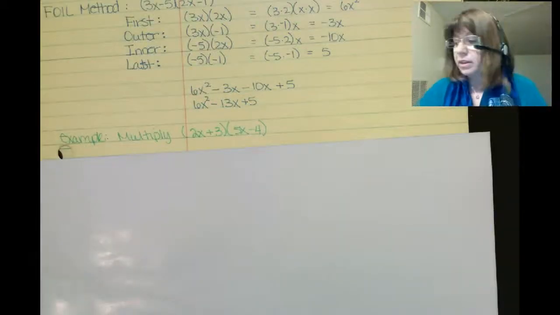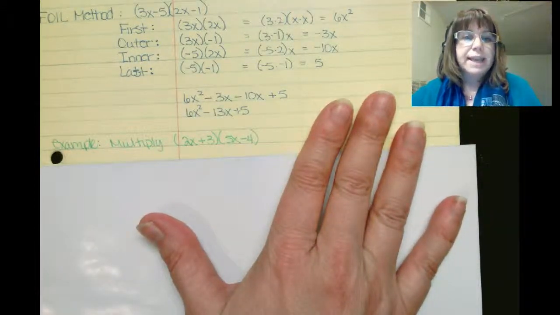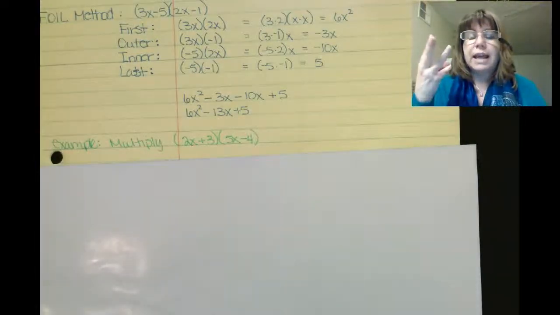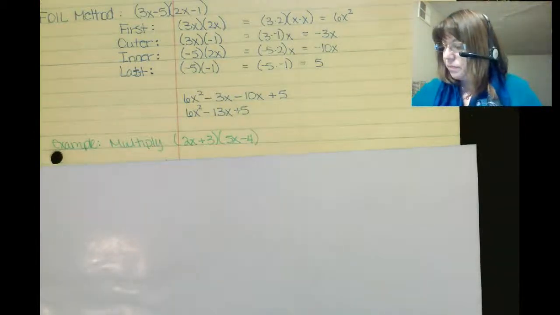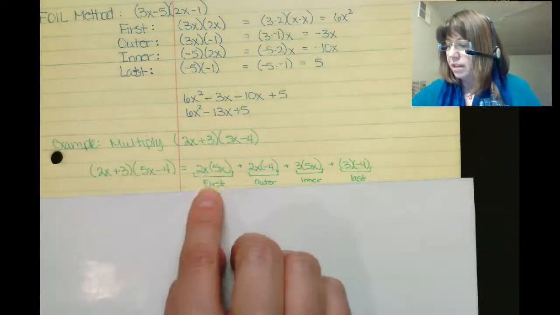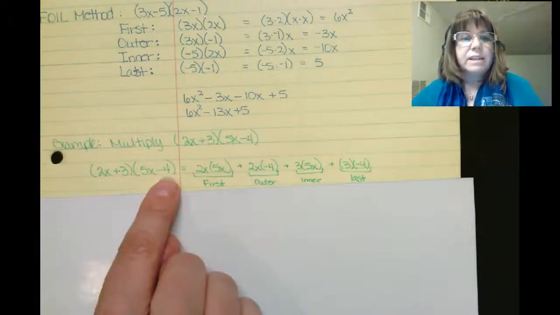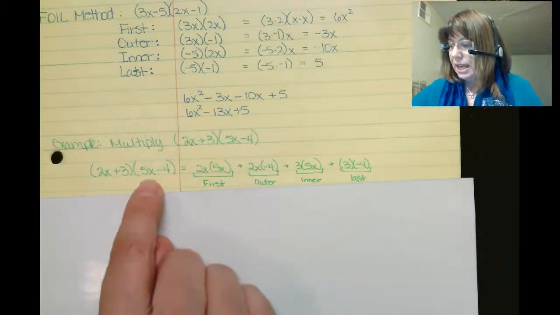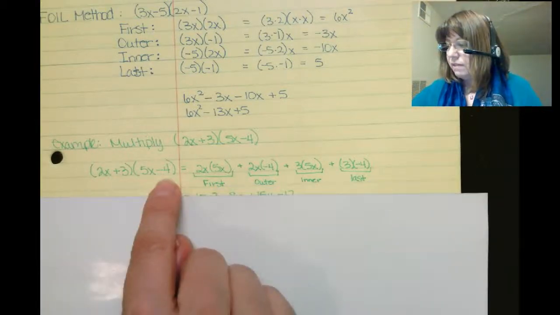Using our new FOIL method, I'm going to do the multiplication of 2x plus 3 and 5x minus 4. So remember, first, outer, inner, last, FOIL. So my first terms are 2x and 5x. I multiply those together. My next is my outer. That would be 2x and negative 4. Those are my outer. My inner are going to be 3 and 5x. And my last terms are 3 and negative 4.